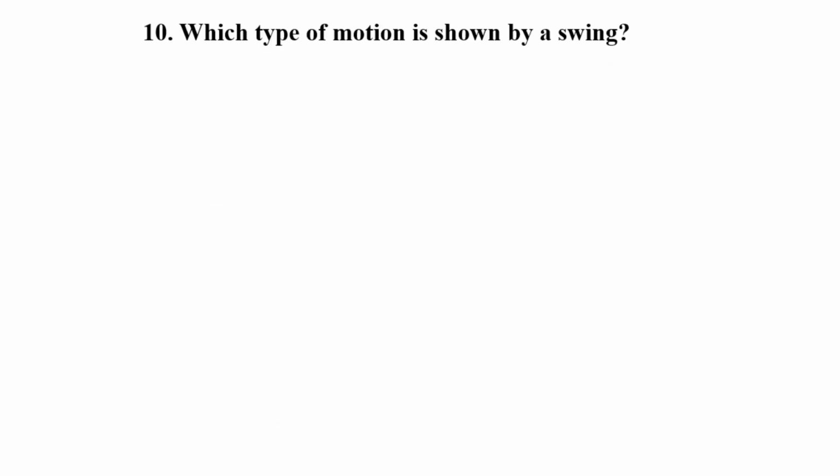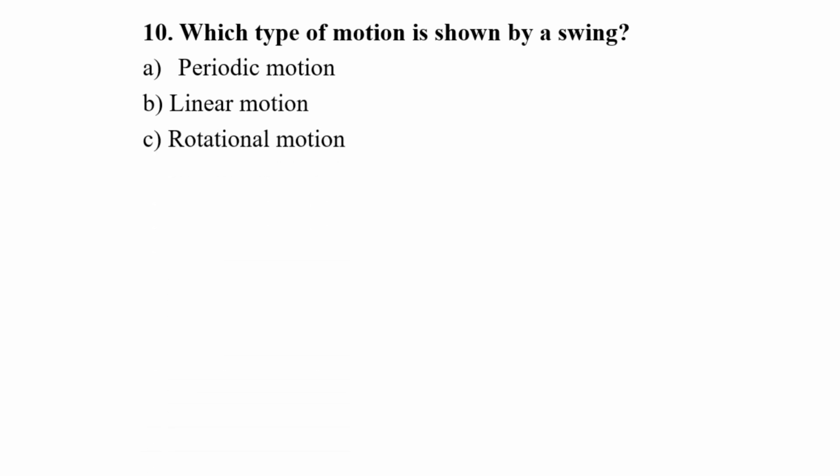Question number 10. Which type of motion is shown by a swing? A. Periodic motion. B. Linear motion. C. Rotational motion. D. Vibrational motion.